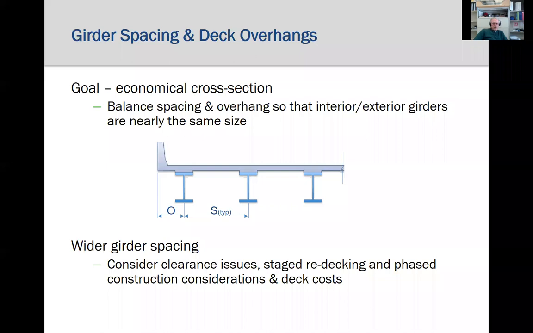This means that the loads applied to the exterior girders and the interior girders should be relatively the same. We will quickly look at how dead and live loads are distributed to the exterior girder so that we can then determine a rule of thumb for the overhang width so that the interior and exterior girders can be the same section.